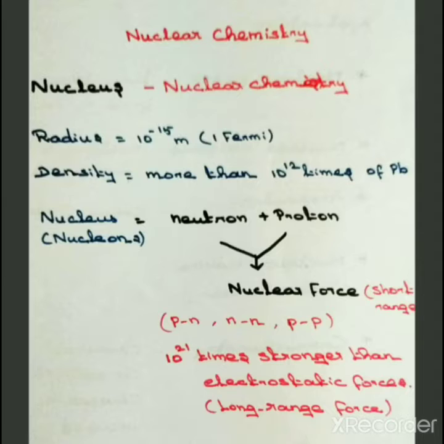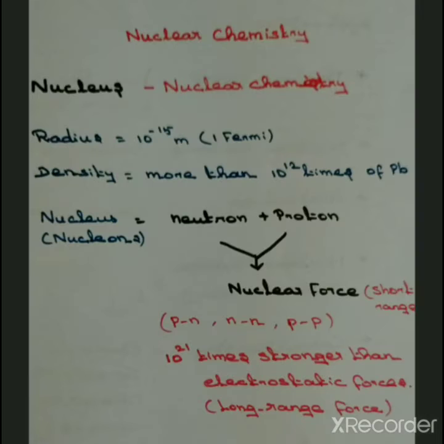Although more than 20 different particles have been detected as products of different nuclear reactions, the particles neutron and proton are called the building blocks of the nucleus, and these are collectively called nucleons.